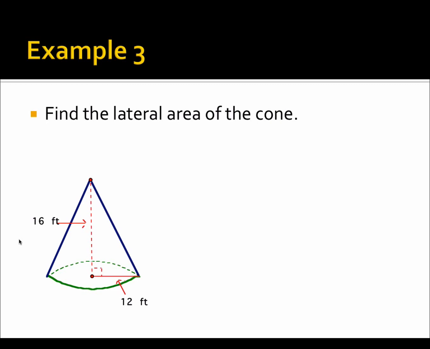Make sure you understand the distinction between the height, h, and the slant height, L. Lateral area involves the slant height, not the actual height. What is L in this case? 20. 12 squared plus 16 squared equals L squared, which is also a 3, 4, 5 triangle times 4. So this guy is 20.